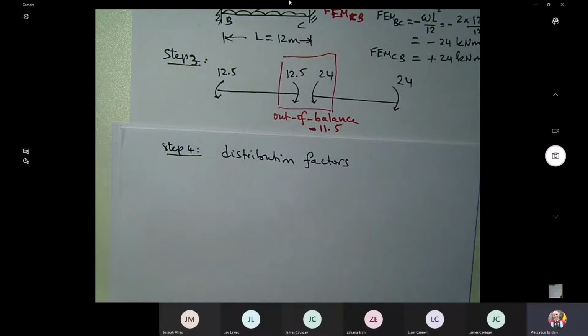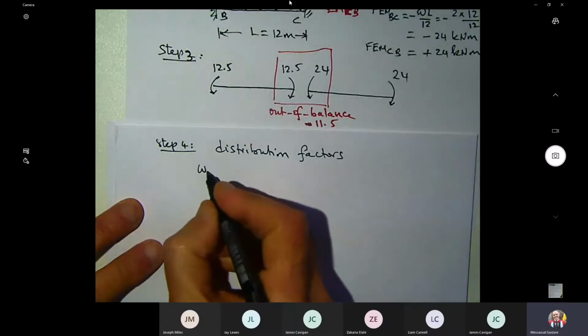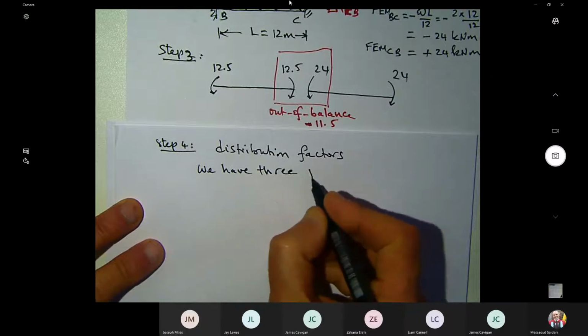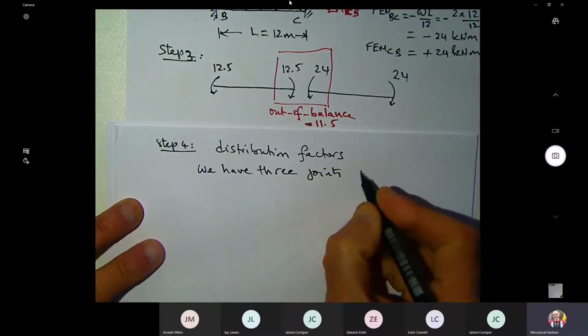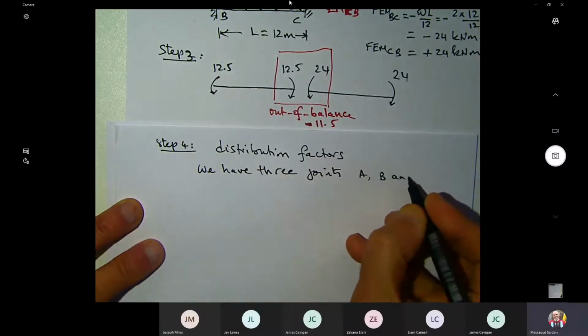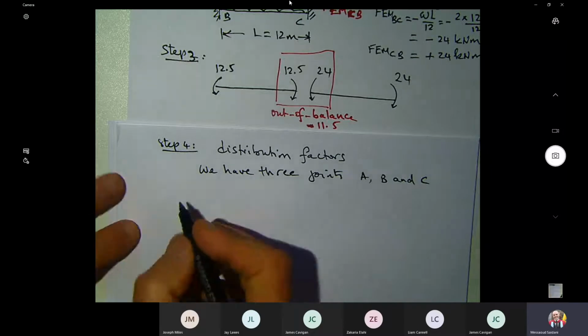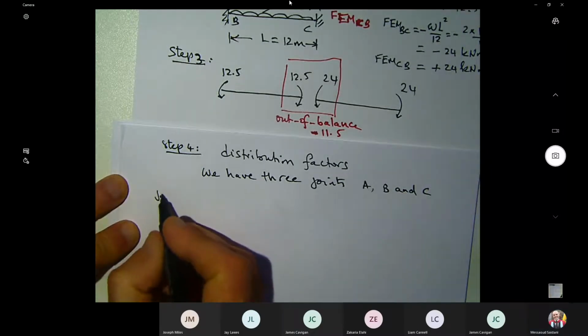Okay, so for the distribution factors, we have three joints, isn't it? Yes, we have 3 joints, A, B, and C. And we calculate the distribution factor for each joint, because you've got the moments at the joints. So we start with joint A.